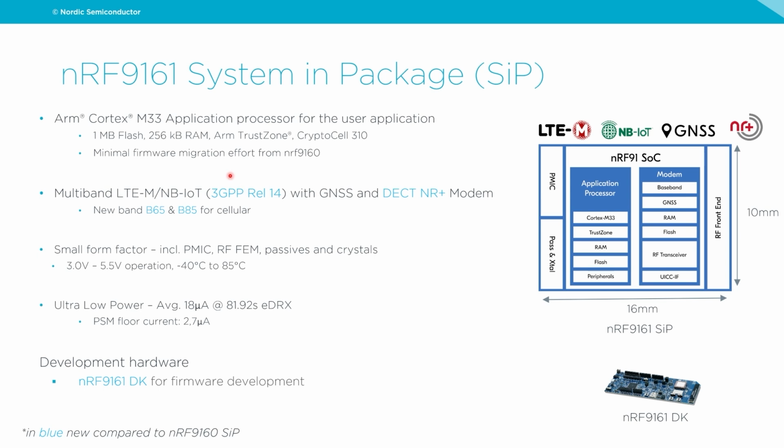I had already mentioned early in the presentation that the nRF9160 was 3GPP release 13, with a few features from 3GPP release 14. The nRF9161 is fully compatible with 3GPP release 14. It also brings support for DECT Plus, and it adds 2 new bands for cellular, band 65 and band 85. And it has its own dedicated development kit, the nRF9161 DK.